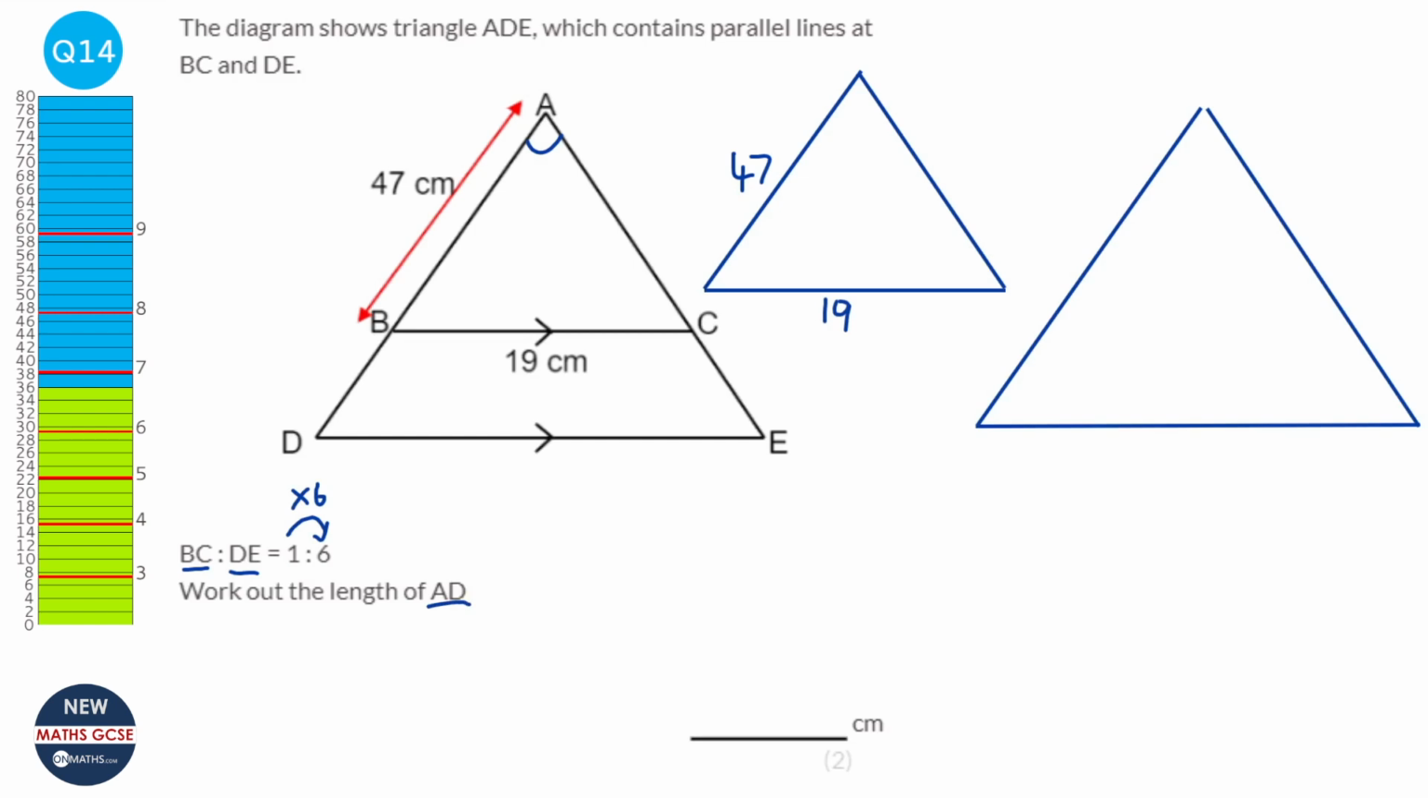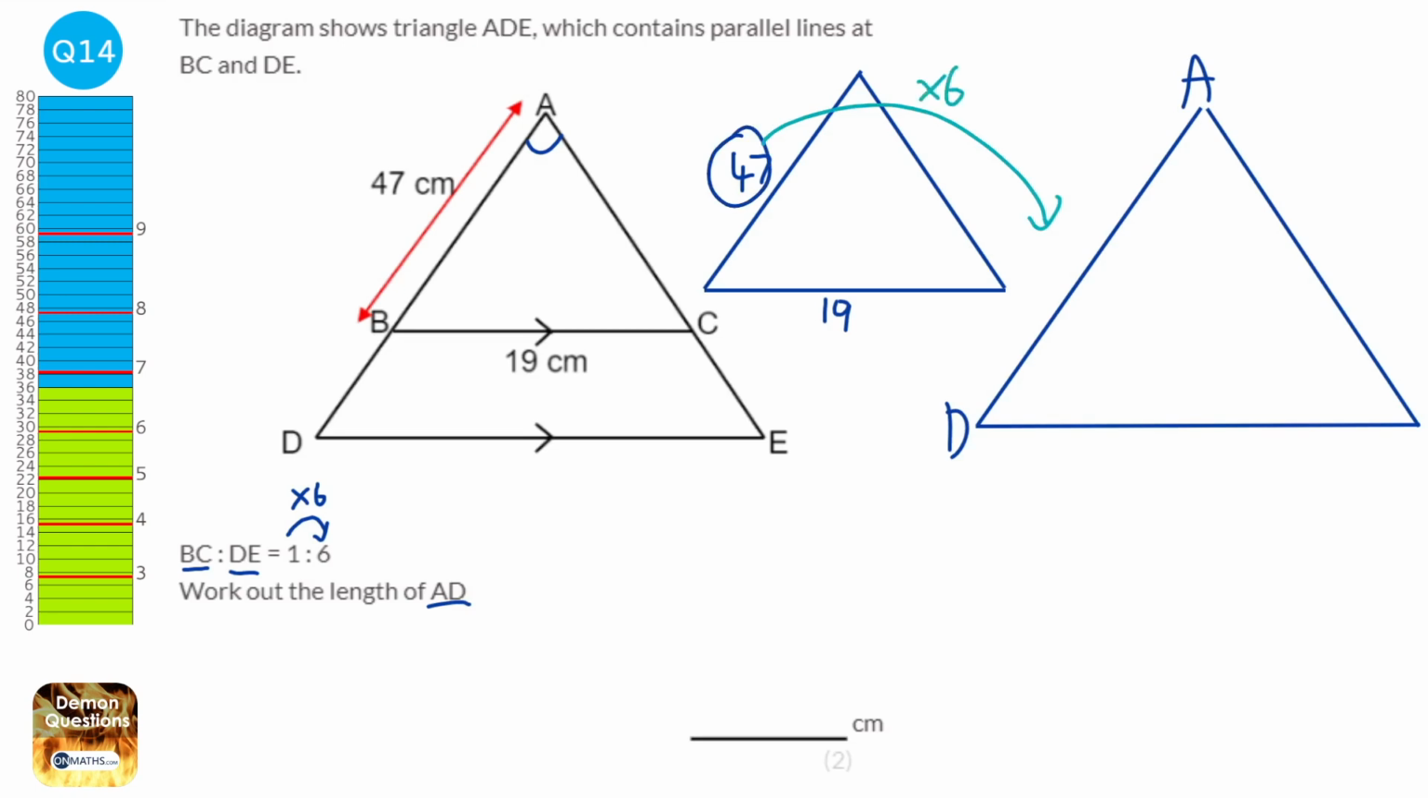And so the corresponding length to AD, which is this one here. So all we need to do is get that 47, times it by the scale factor, so times it by 6 to get to our value. So it's 282.